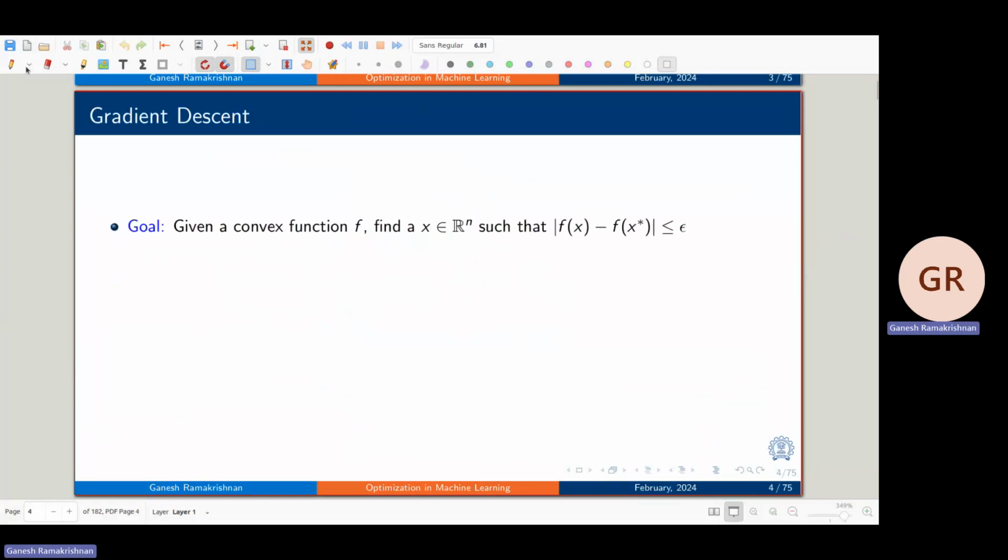So the idea behind gradient descent, our most favorite algorithm, is: given a convex function f, find an x such that f(x) minus f(x star) is less than or equal to epsilon. So you want to be really close to your optimal solution. We'll often like to visualize all this in terms of the so-called level curves.